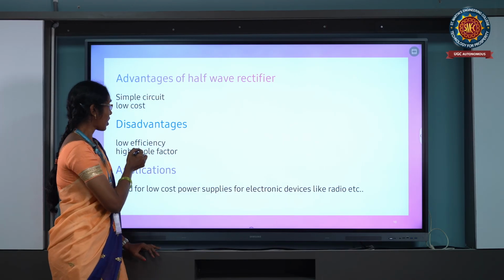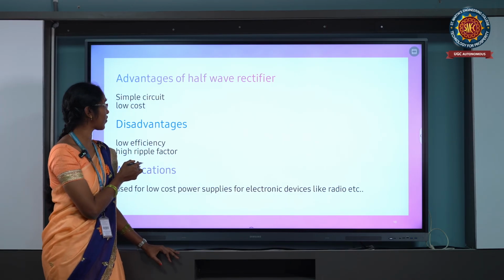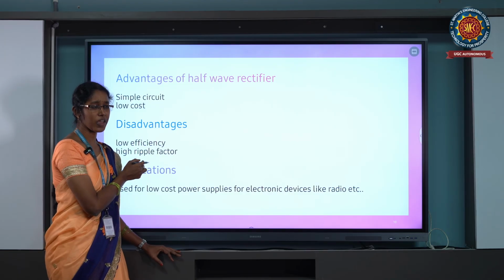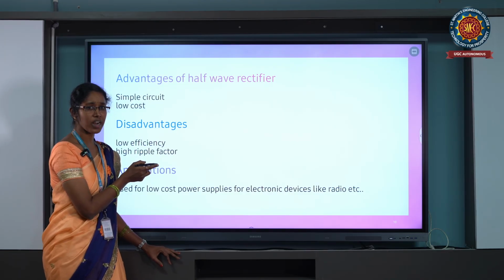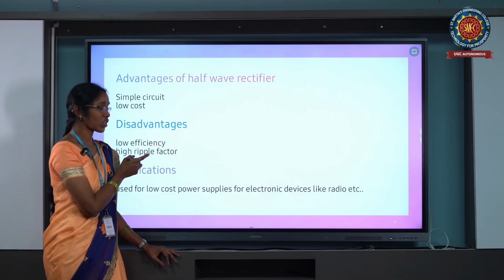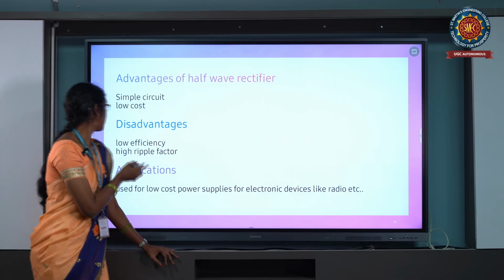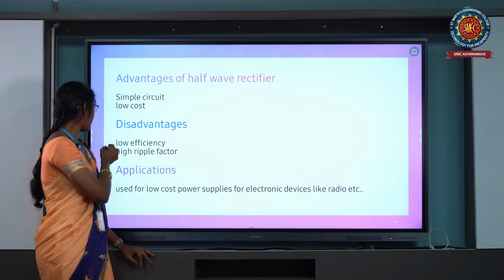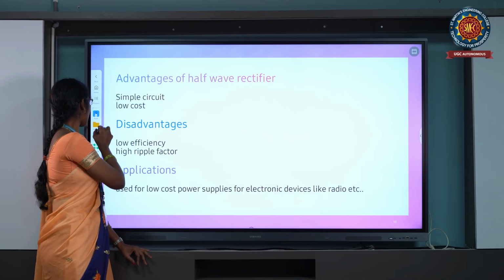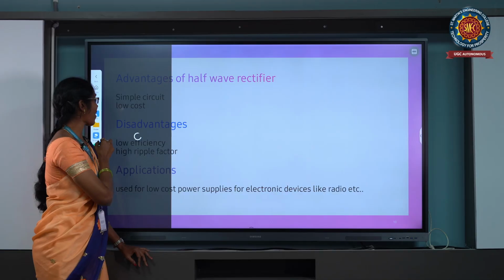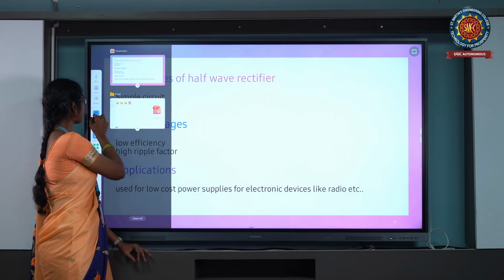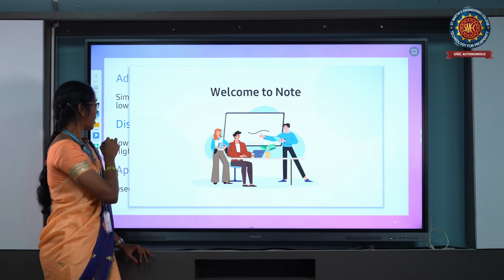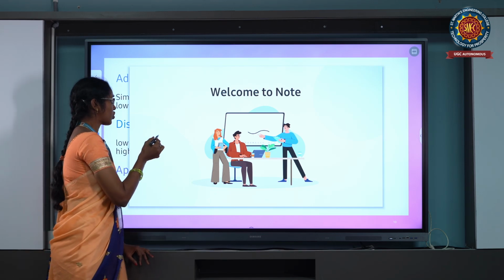Coming to advantages of half wave rectifier, it is a simple circuit. Why? Because it has one transformer and a diode. Due to that, the cost of the circuit is also less. Coming to disadvantages, lower efficiency and high ripple factor. So we have to calculate the efficiency value and ripple factor by using formulas.